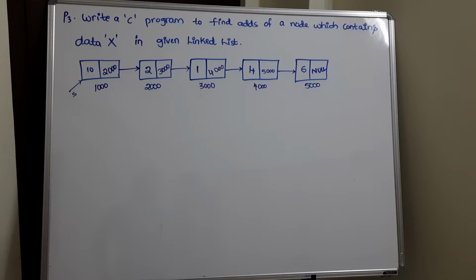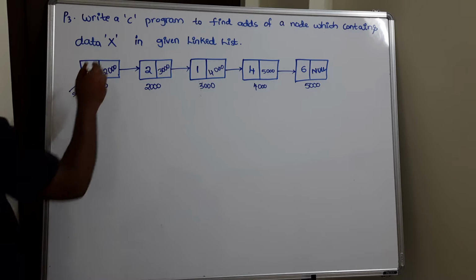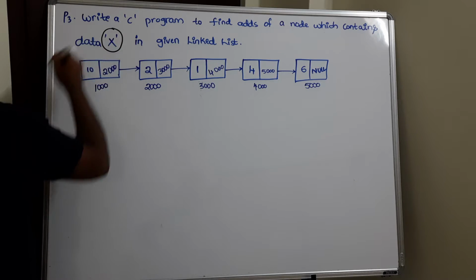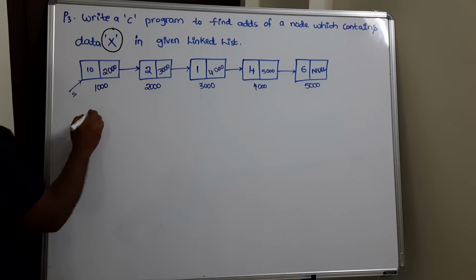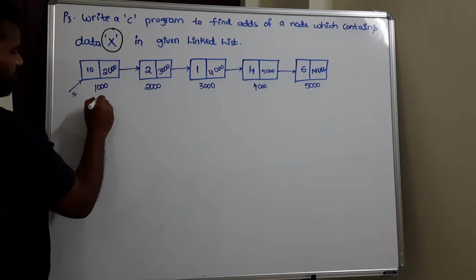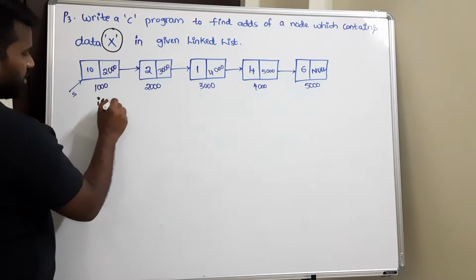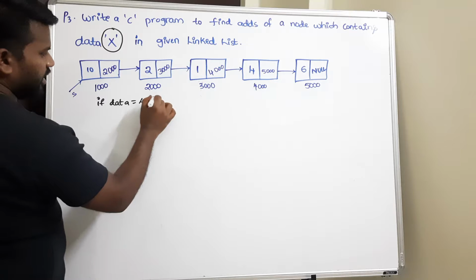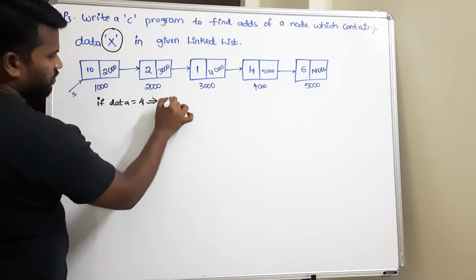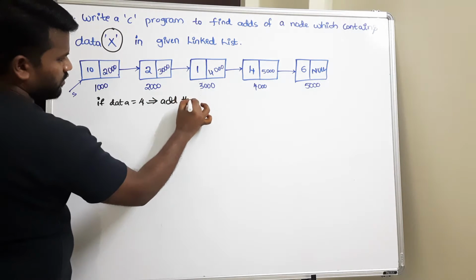Program for address of last node and last second node. So here we'll see if that node contains data x. If that node contains data x, we need to return the address of that particular node in the linked list. For example, in this particular node, say if data is equal to 4, then return the address of that node.